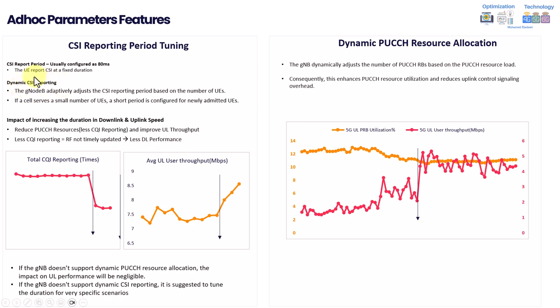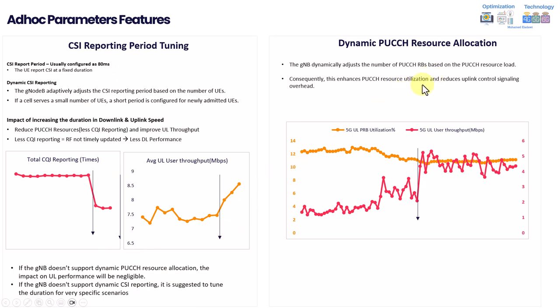And there is also a dynamic option. Some vendors might support dynamic CSI reporting. This dynamic can usually be tuned based on the number of users in the cell. The GNB can decide whether to increase or decrease the duration based on the number of users in the cell. But there is a prerequisite for this part. If the GNB doesn't support dynamic BCH resource allocation, if you remember in 4G you have the concept of dynamic BCH resources, where the GNB can increase or decrease the BCH resources based on the usage or the users in that cell. If it's not supported, changing this duration probably will not have a real impact on the uplink.